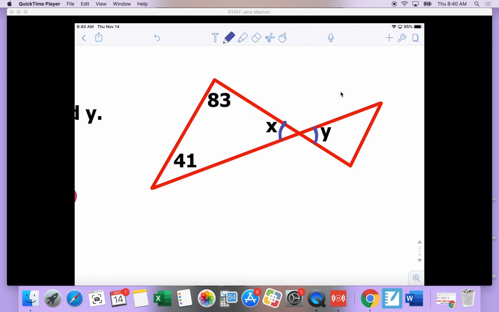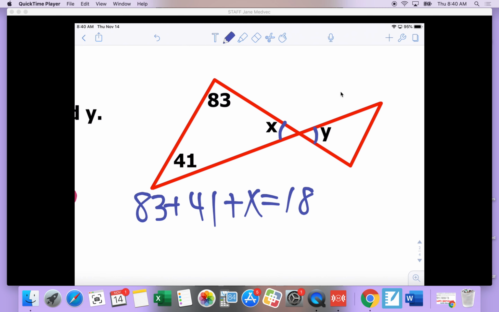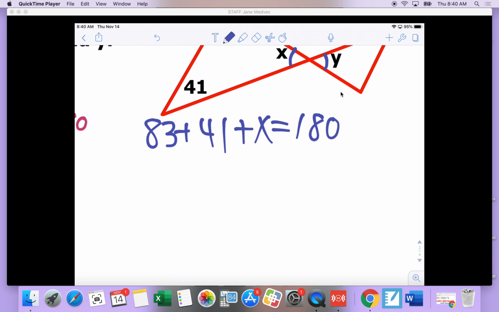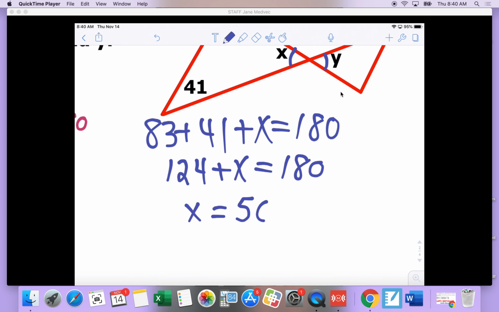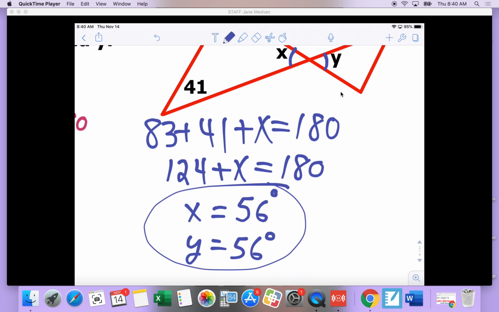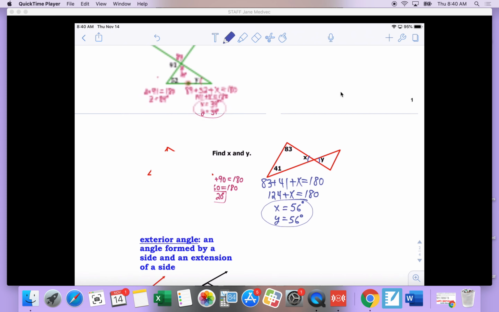So I'm going to mark on my picture. Take the 83 plus 41 plus x equals 180. Here's that 180 stuff again, so a lot of 180 stuff. I got 124, and I got x equaling 56. And then y equals 56. There's no extra work for y, we can just say vertical angles are congruent. Questions? Fabulous. All right, let's keep going.